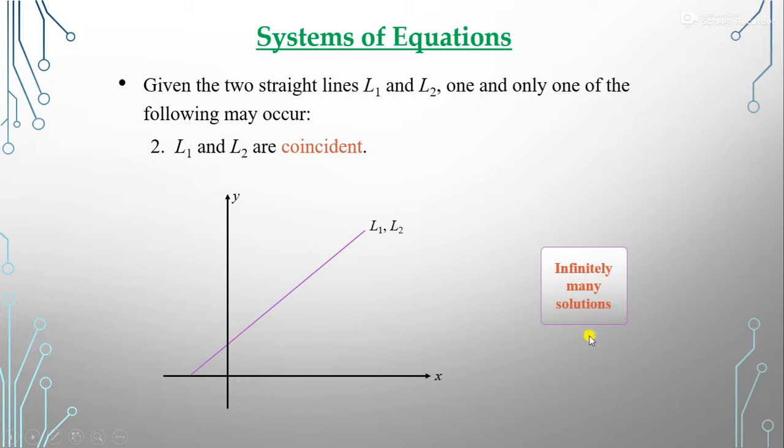Why infinitely many solutions? What is the meaning of a solution? It is the point where our lines intersect. Which point? Here, all points, because L1 and L2 coincide, so at all points they intersect each other, meaning all points are solutions of these equations. So we can say there are infinitely many solutions, at this point, this point, this point, at all points of this line we have the solution. So we have infinitely many solutions if the two equations coincide.